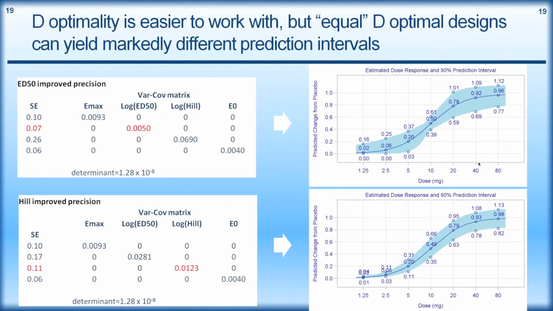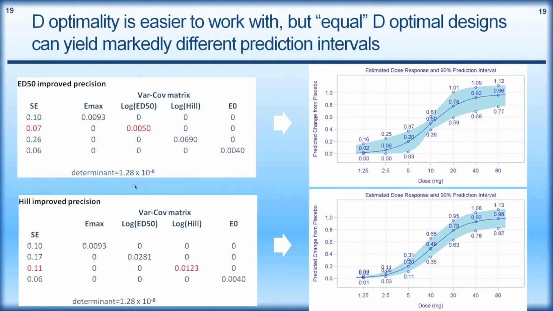Whilst D-optimality is easier to work with, equal D-optimal designs can yield markedly different prediction intervals. What I've done here is generate two variance-covariance matrices with the same determinant, so they're considered to have the same size as that D-optimal design. I've just made them diagonal. If you multiply each of these numbers, you'll get this number here, except for any rounding issues.